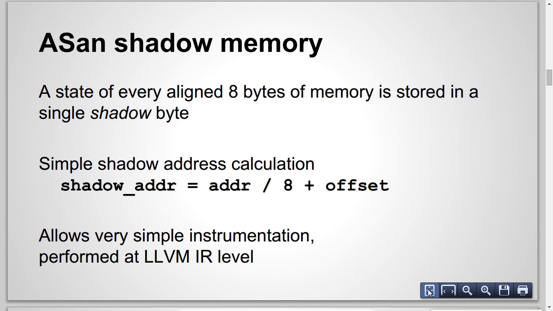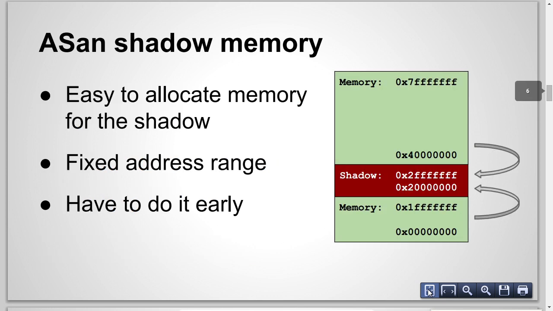And since this is a simple function, we are able to produce very efficient instrumentation, which is performed at LLVM IR level. This comes at a little cost, which is we have to map the shadow memory as a large bulk of data in the middle of the virtual address space, and we have to do it really early before any shared object is loaded or any large piece of data is loaded.